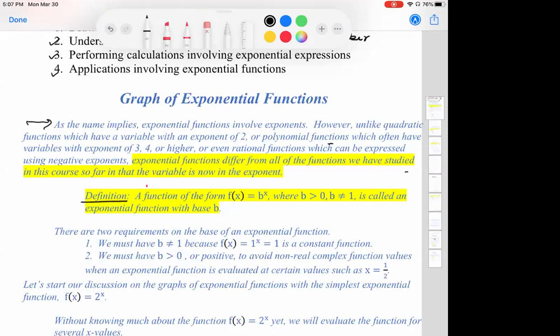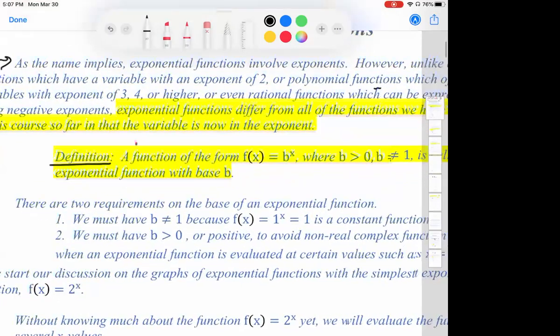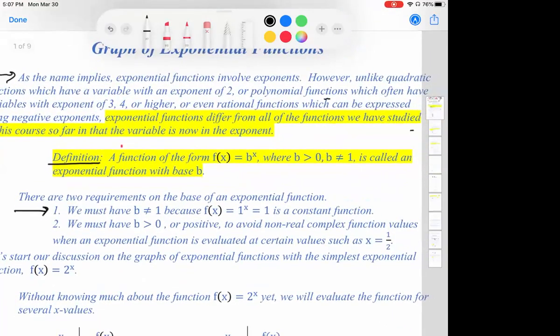A function of the form f of x equal to b to the x, where b is greater than 0 but not 1. Let's go over these 2 rules. So why can it not be 1?